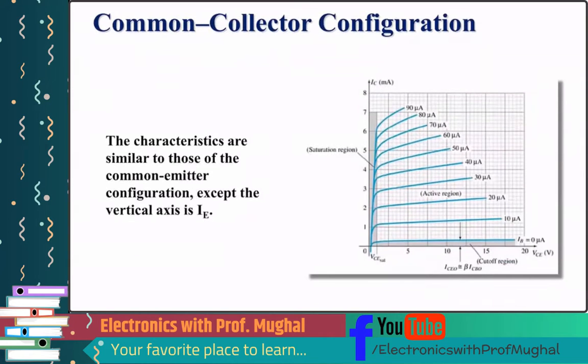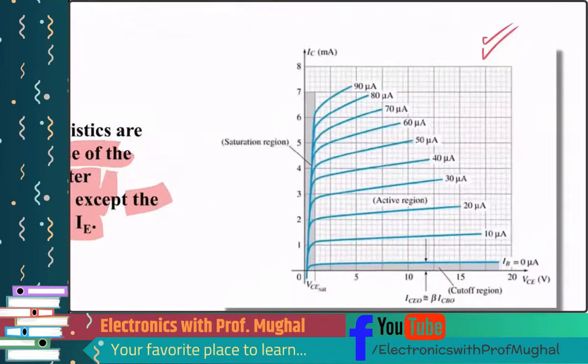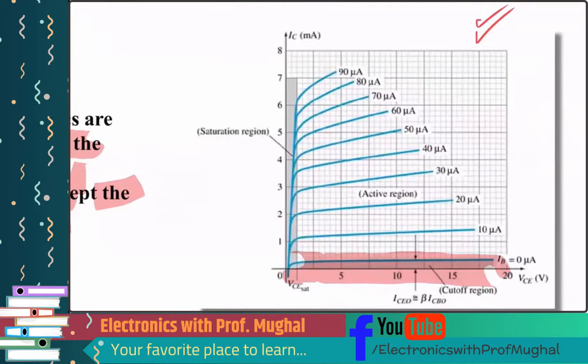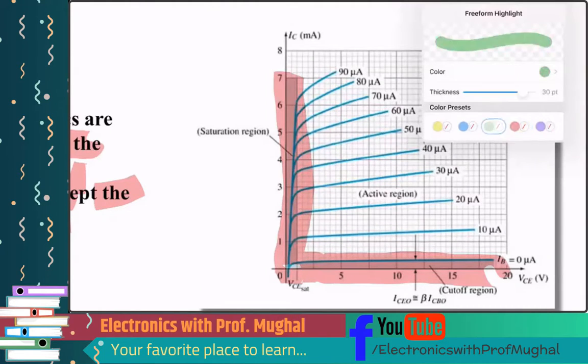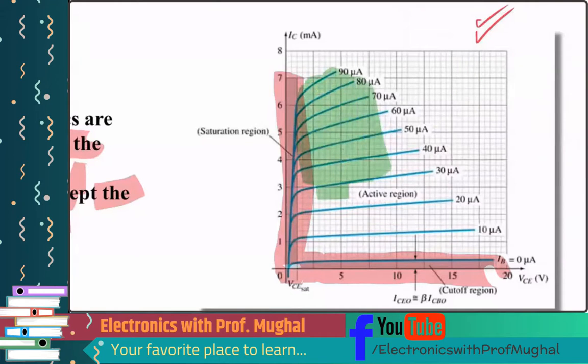Okay, common collector configuration. These characteristics, again, will be available in the data sheet. They are similar to those of the common emitter configuration, so I'm not going to explain too much here. Vertical axis is IE. So same thing pretty much, right? Looking at it, you know that this is the cutoff region, this is the saturation region, and this whole region in the middle is going to be the active region, the one in green, okay?